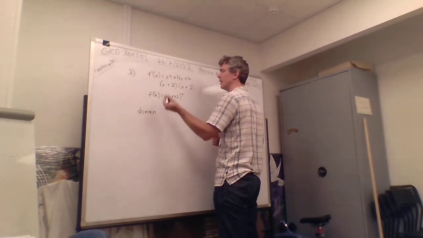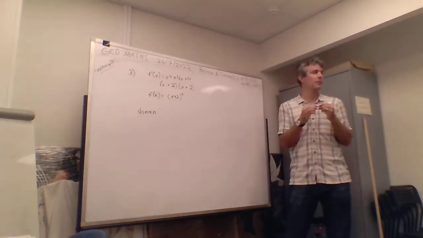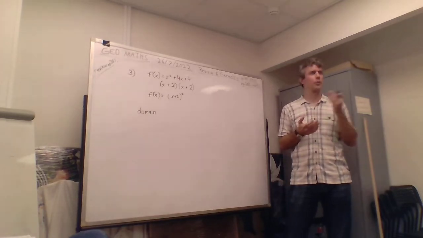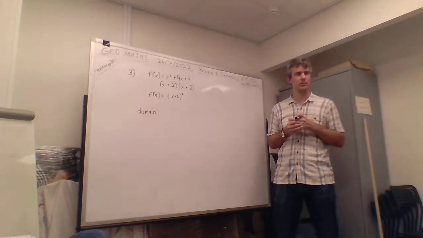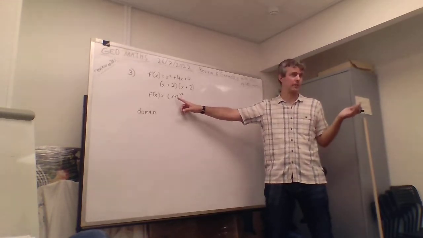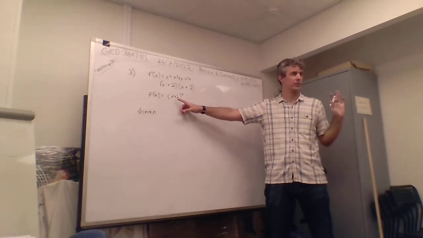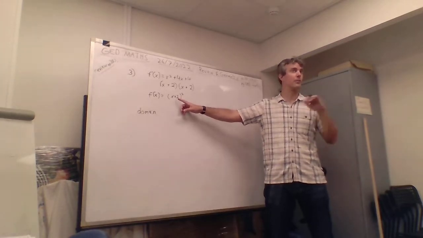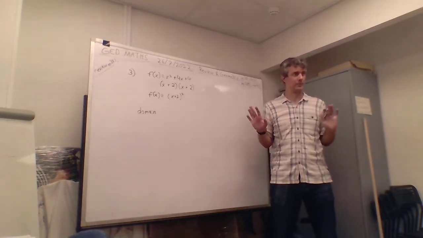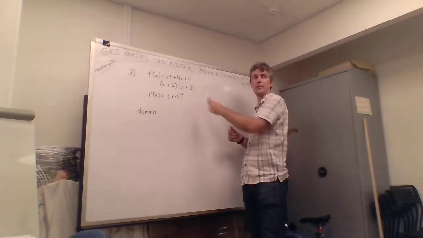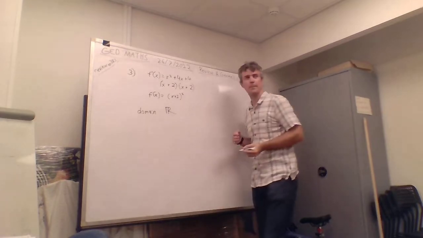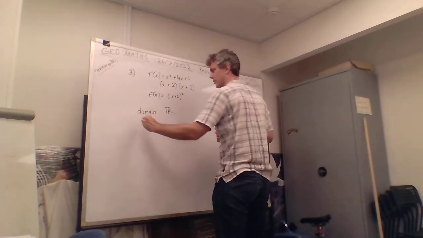So the domain: is there any value for x where we'll get an undefined value or some kind of problem? If x is minus 2, then this becomes 0. 0 is an okay value for a function to be. It's only a problem if it's undefined. If you're dividing by 0, then you're in trouble. But we don't have anything dividing by 0 here. So the domain, again, is all real numbers. Now let's look at the range.